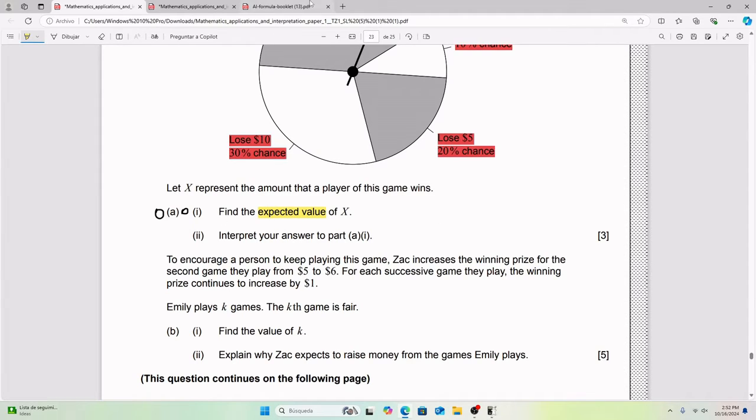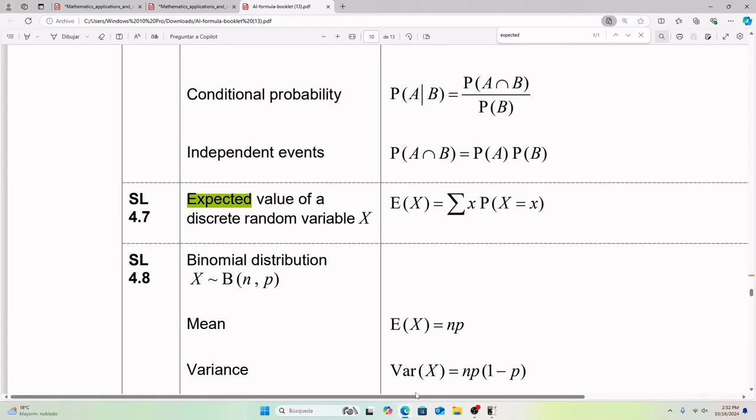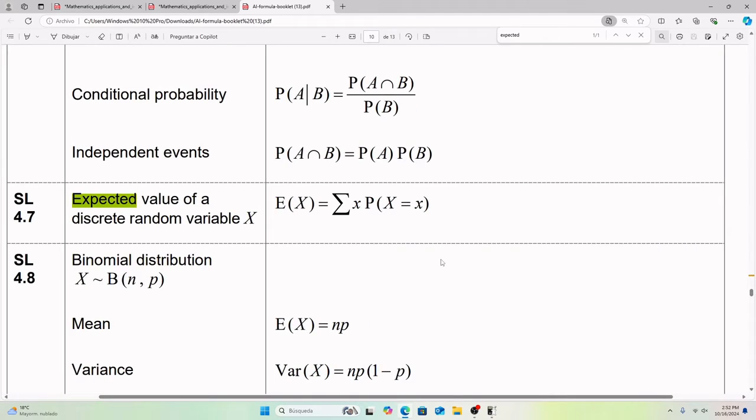And if you pop out your formula booklet and go to expected value, it doesn't help you very much, because you look at this expected value formula, which is right here, and you say, I don't understand this. I'm going to be honest, this isn't very intuitive. So let me try to break it down for you.